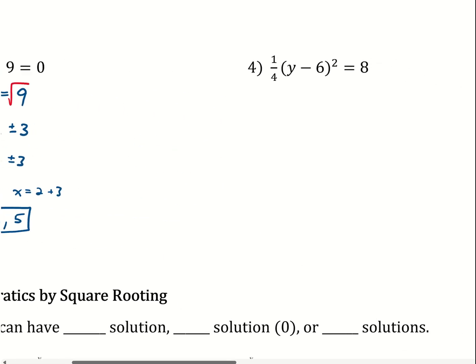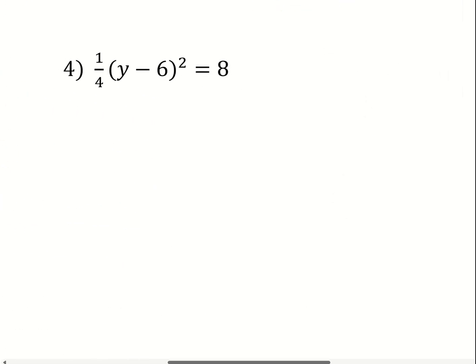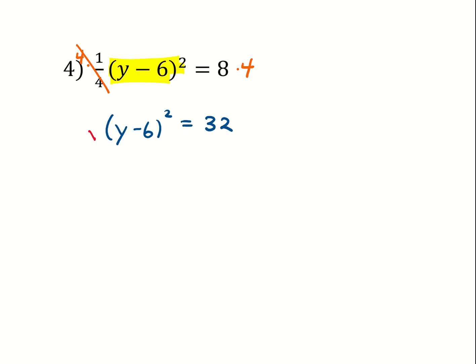All right, and then over here with number 4, we're going to isolate the binomial squared. To do that this time, we're going to get rid of the 1/4 by multiplying both sides of the equation by 4. So they're going to cancel here. That's going to leave us with y minus 6 quantity squared, and then 8 times 4 is 32. We can now square root both sides.